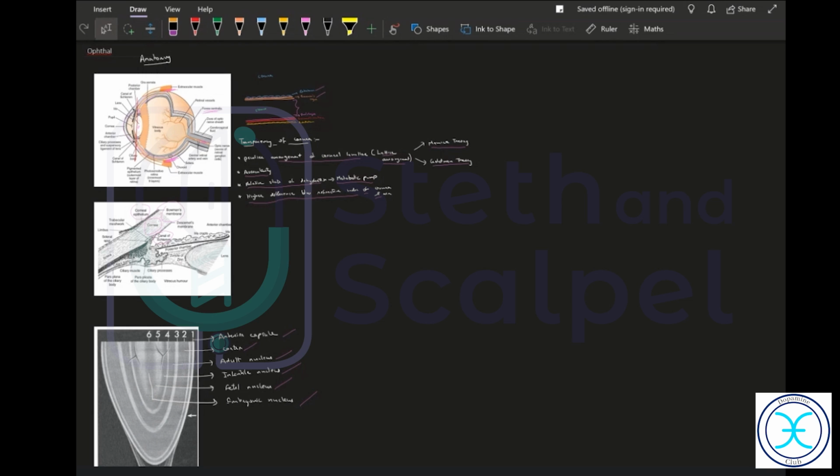Which college are you from? Because we don't see these cases in our college. All we see is mature cataract, and if it was hypermature, we were asked to write hypermature. I've not seen a case like that in my college, which is why I'm asking you which college you are from. I'll share a picture in the group. Okay, fine, chill, that's not an issue.